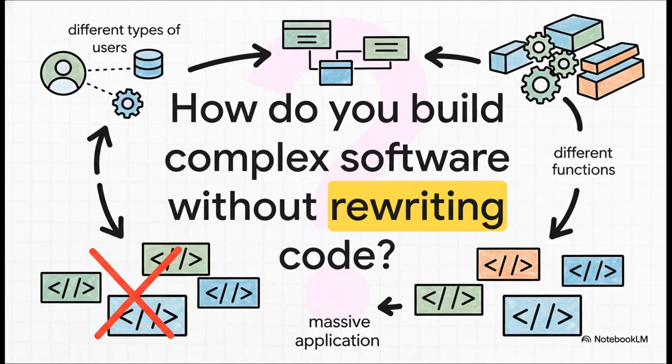So picture this. You're trying to build a huge piece of software. You've got different kinds of users, tons of different features. It's a mess of complexity. The absolute last thing you want to be doing is writing the same chunks of code over and over again. So the big question is, how do you build something that big and complex without getting bogged down in repetition? Well, that's the exact problem we're going to solve today.